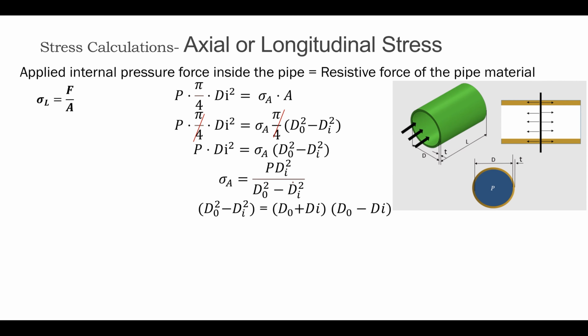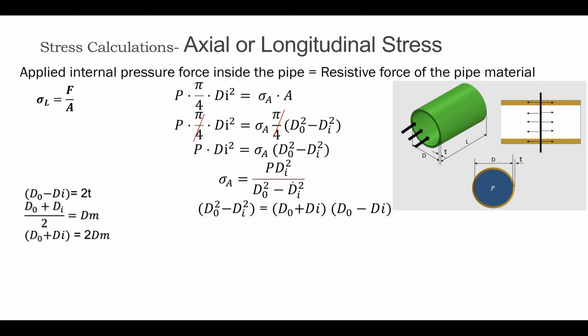As we know, dO square minus di square is equal to dO plus di into dO minus di. This is the basic formula in mathematics. Whenever we have the difference of squares of two things, it will be equal to the product of the plus and minus. Here let's consider dO plus di and dO minus di separately. dO minus di is equal to 2t, where t is the thickness of the pipe. So dO plus di divided by 2 is equal to the mean diameter of the pipe. From this mean diameter, we can say simply dO plus di is equal to 2 dm.